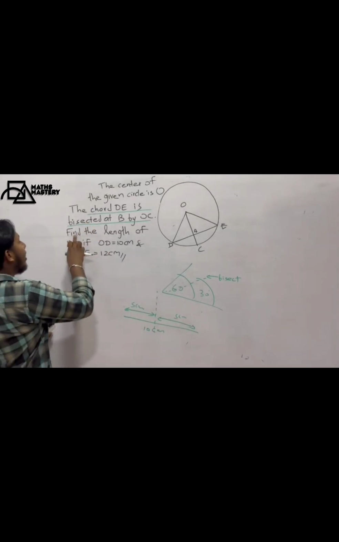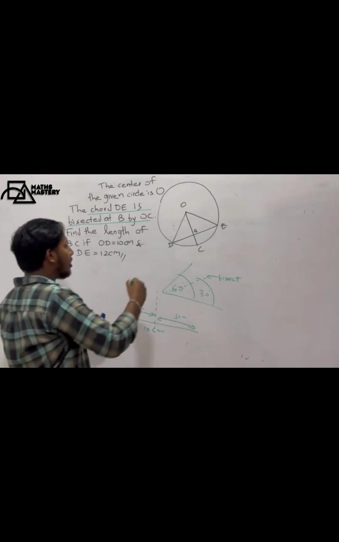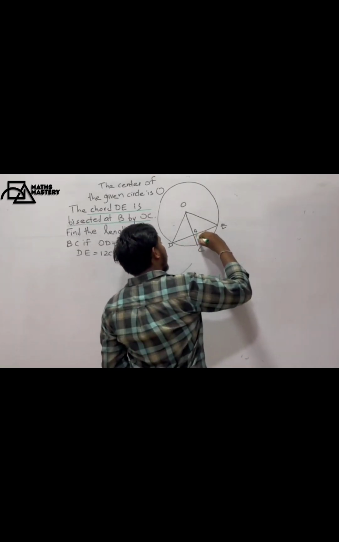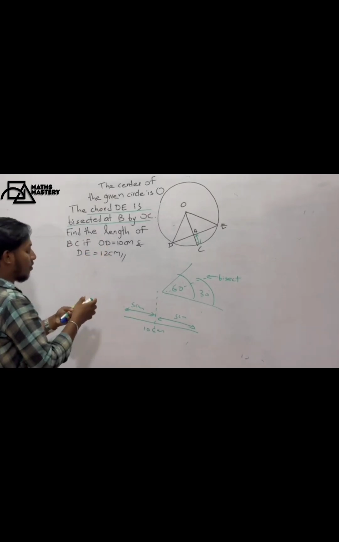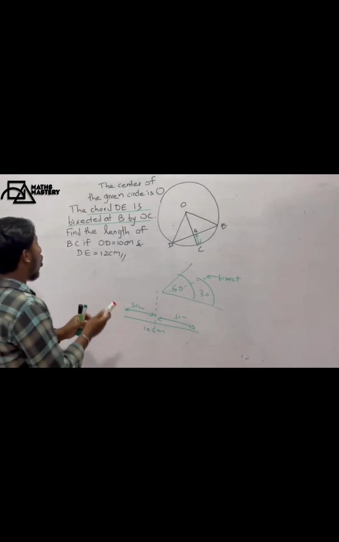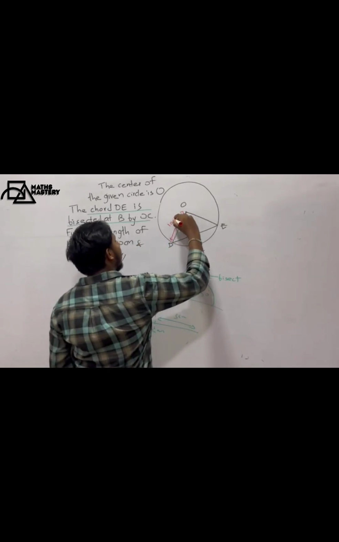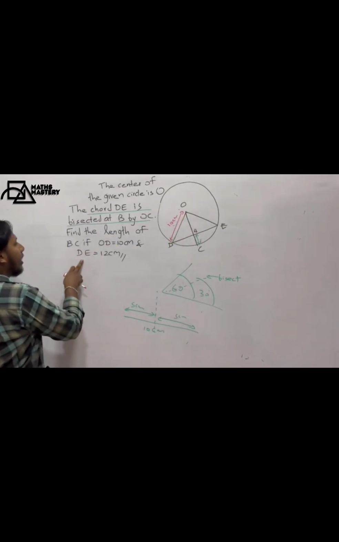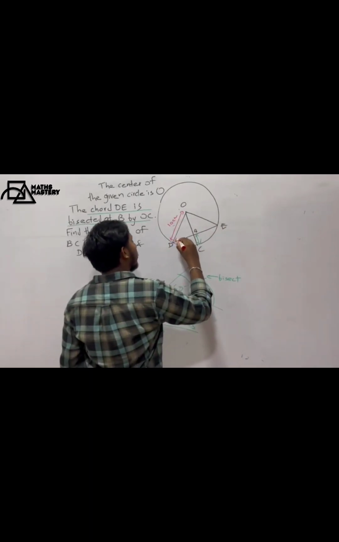Okay, find the length of BC. What is BC? This is BC. If OD equal 10 centimeter. What is OD? This is 10 centimeters. And DE, what is DE? DE, they have given 12 centimeters.